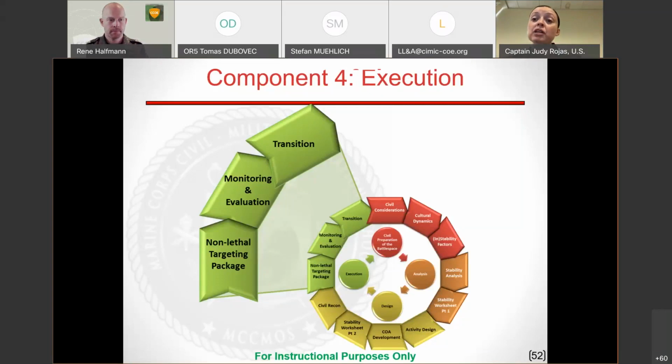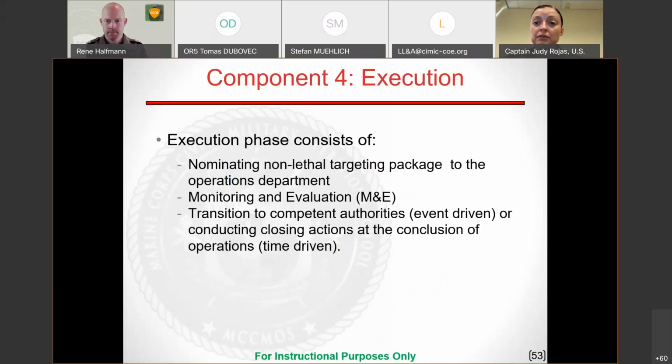All right, and finally, component number 4, execution. Non-lethal targeting packages, monitoring, and then transition. Next slide, please. And this phase consists of nominating non-lethal targeting packages to the operating department. Super important because this is how you maintain relevance.